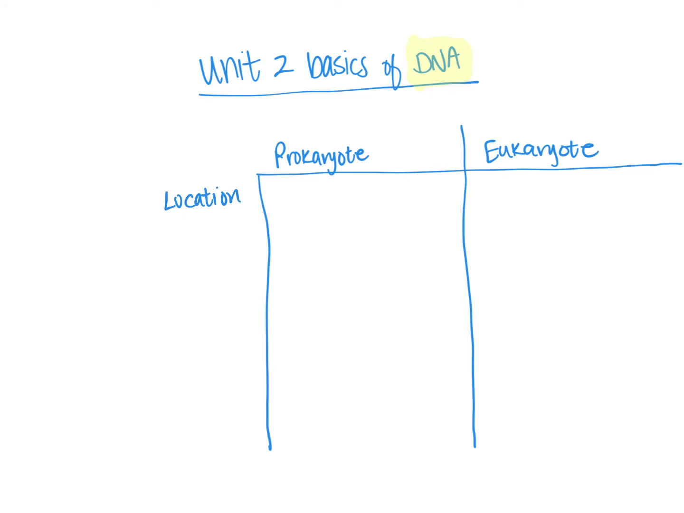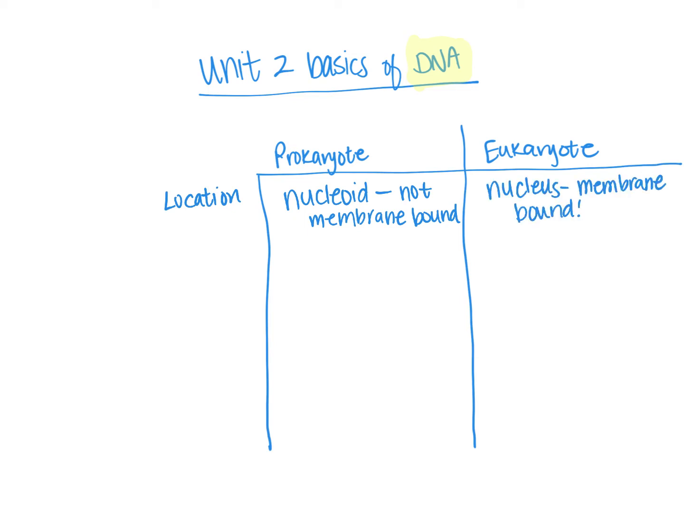In prokaryotes, it's located in a nucleoid, which does not have a membrane around it. It's just a general area. Whereas eukaryotes do have a double membraned envelope. Another way that we can contrast prokaryotes to eukaryotes is the shape of the DNA. In prokaryotes, it's going to be circular, while in eukaryotes, it will be linear.